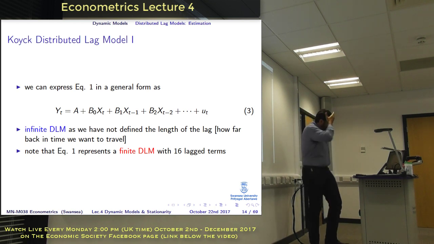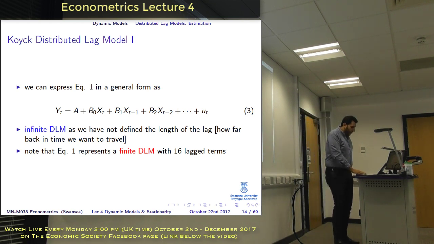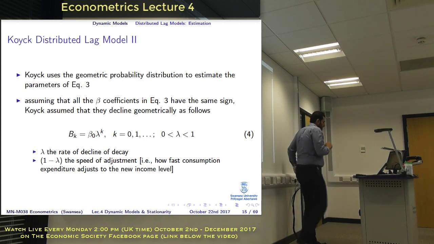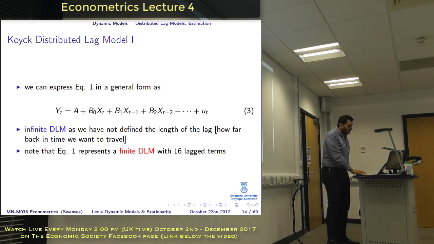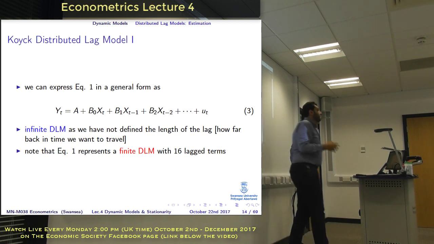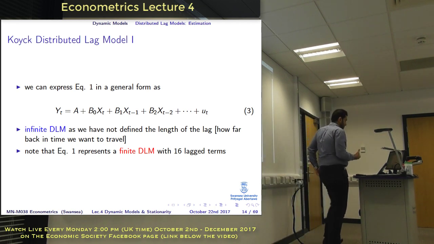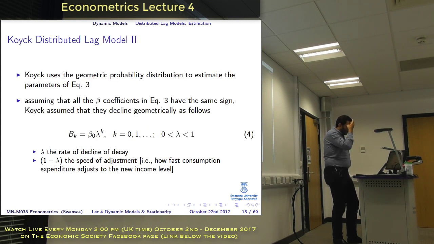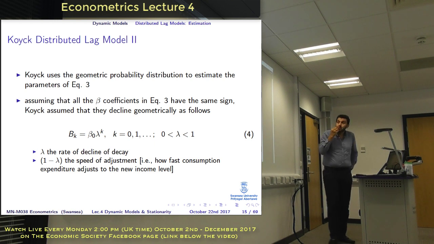Let's think of what the Koyck distributed lag model does. If you think of the betas, these parameters are what we want to estimate. But if we have an infinite number of parameters to estimate, this is impossible. It doesn't matter how large your sample is, it's very difficult, and sometimes not possible. So what it does is use the geometric probability distribution to estimate these parameters.